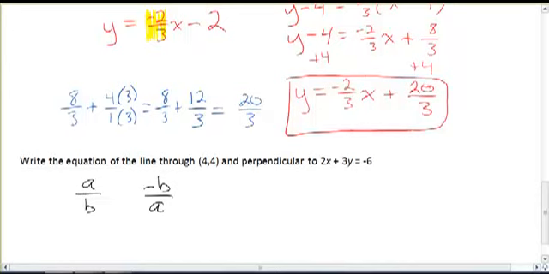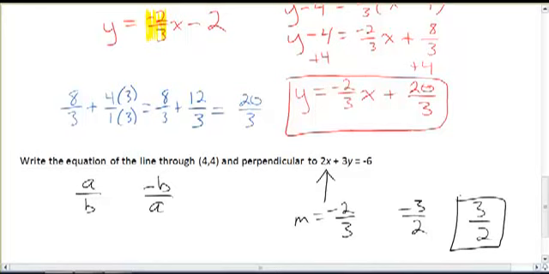So let's look at it. We already did the work to figure out the slope. We know that the slope of this line right here is negative 2/3. We found that in the previous problem. So think, what slope is perpendicular to that? Well, if I take that fraction and flip it, I'm going to have negative 3/2. And then if I change the sign, it's going to be a positive 3/2. So this is the slope I want to work with. This slope is perpendicular to negative 2/3.